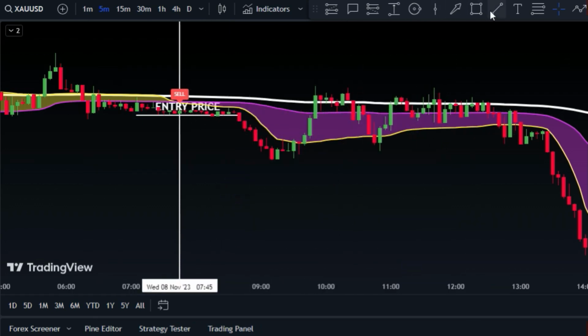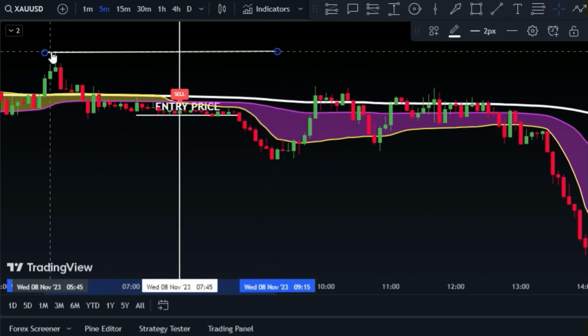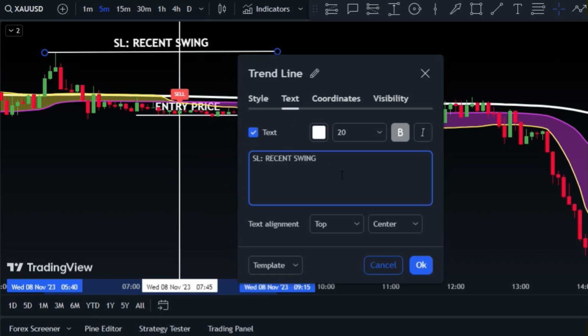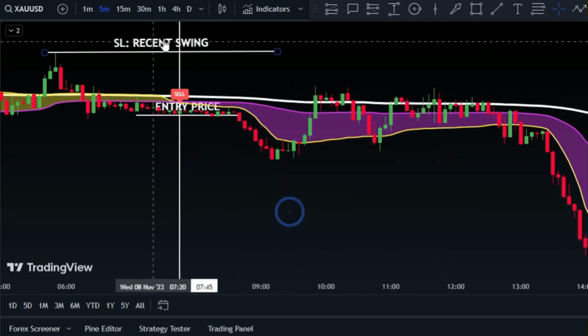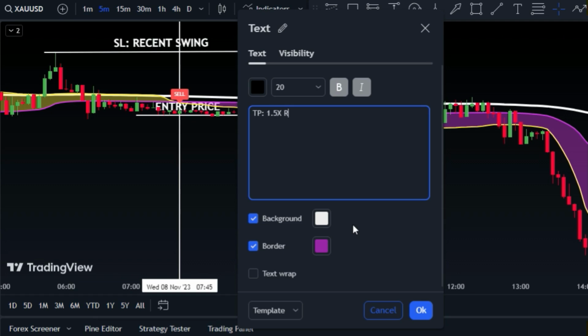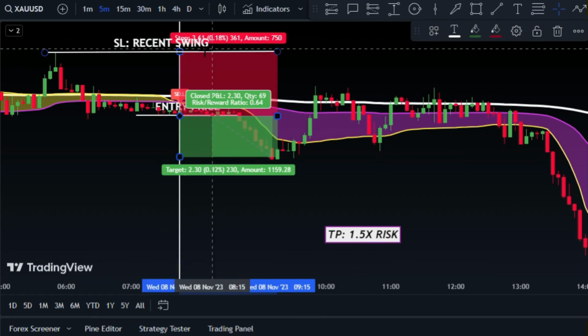Following this, to safeguard our investment, it's crucial to establish a stop loss for the trade. My suggestion would be to utilize the recent swing in this strategy. Regarding the target, a feasible option would be to designate it at 1.5 times the risk.